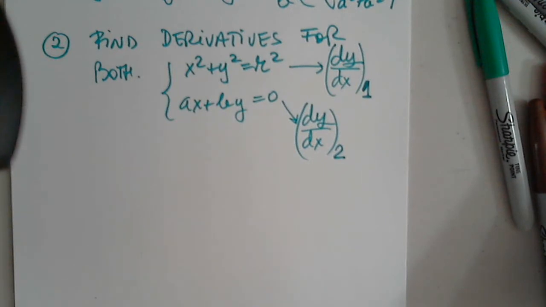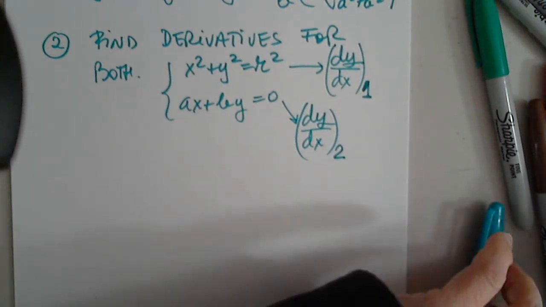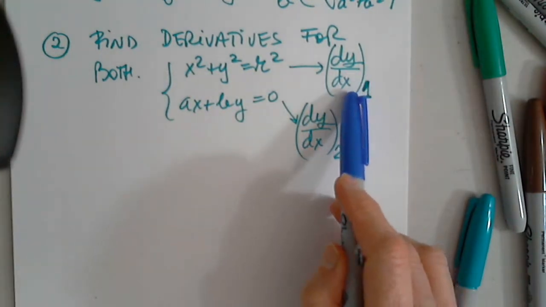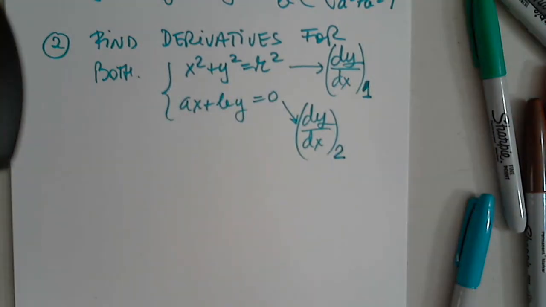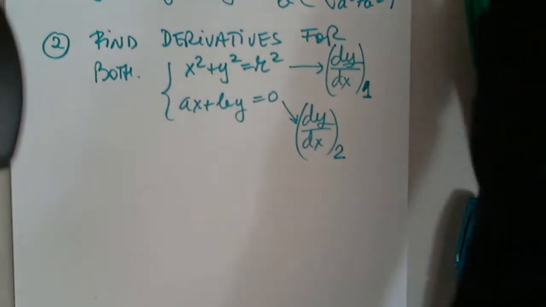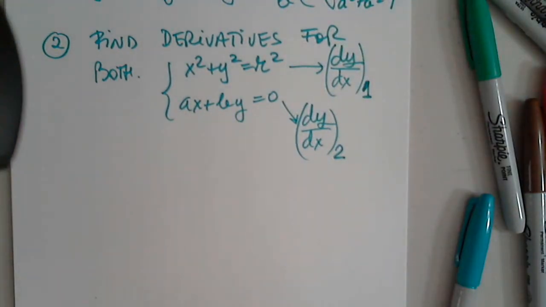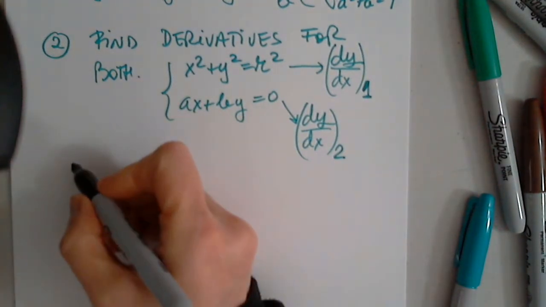So let's say Josh. I haven't heard you yet. Can we get the derivative for both? I want to find dy over dx for the first equation. What do I need to do? Not exactly sure. Okay. Carson? Would you start by taking the derivative of x squared and y squared? Sure, of course.